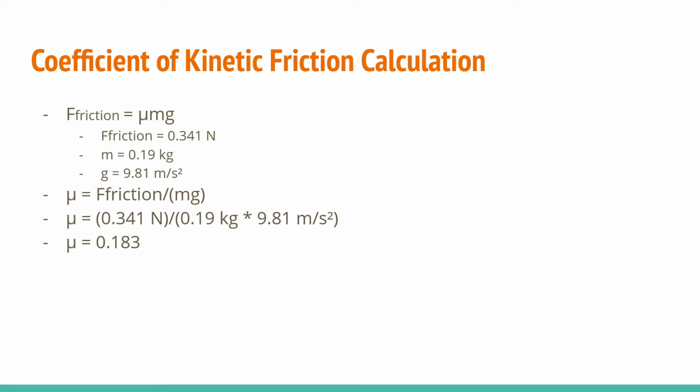To find the coefficient of kinetic friction, we use a friction formula with the force of friction as 0.341 newtons, our mass, same as before, is 0.19 kilograms, and the force of gravity as 9.81 meters per second squared. And that gave us a mu of 0.183.